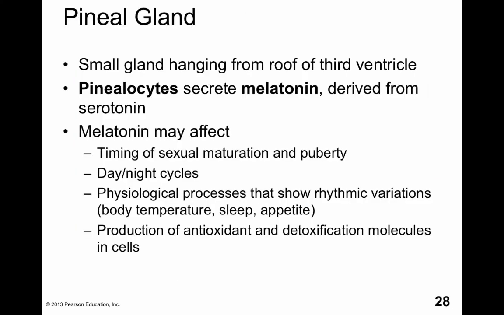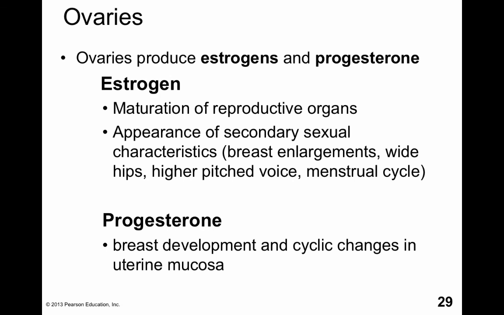Now the pineal gland, a small gland hanging from the roof of the third ventricle towards the back, right? Basically, they contain what are known as pinealocytes, and these secrete melatonin. And it's derived from serotonin. And melatonin affects basically sexual maturation and puberty, our day and night cycle, when we're awake and when we're asleep. The rhythmic variations of body temperature, sleep, and appetite, and the production of antioxidants and detoxifying molecules in the cell. So the pineal gland is very, very important in helping us to feel good.